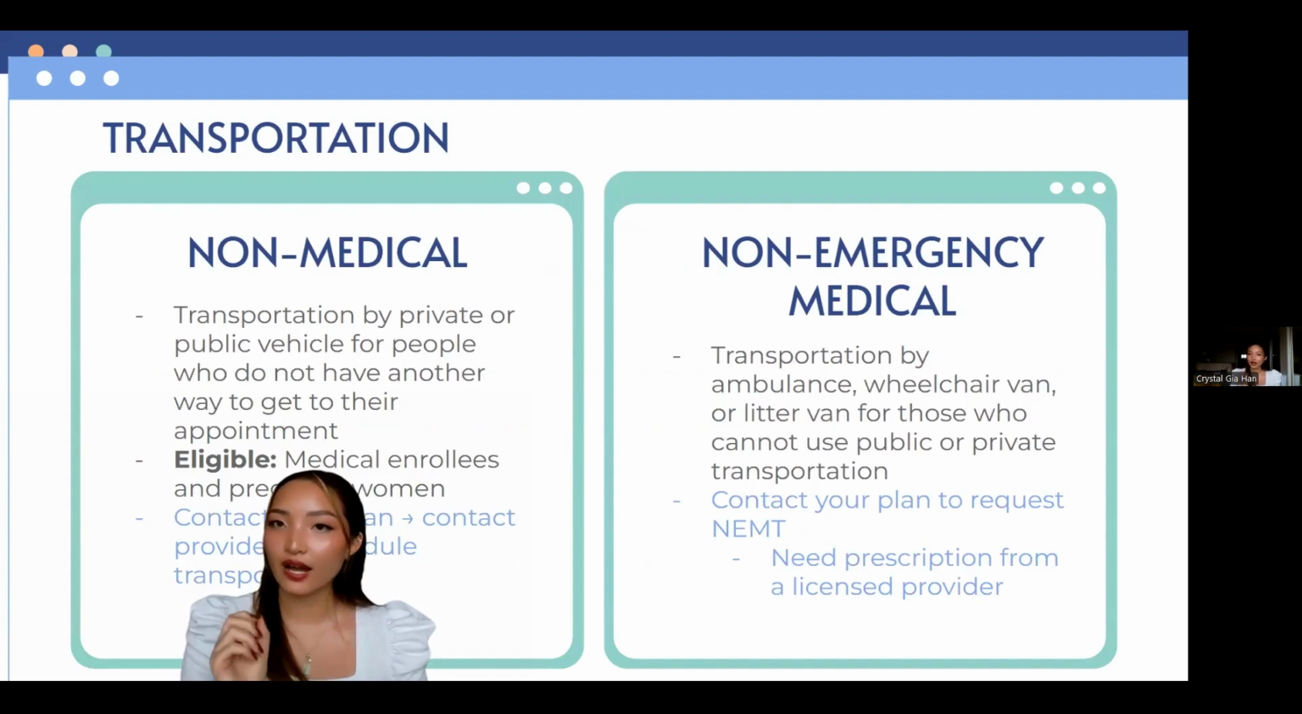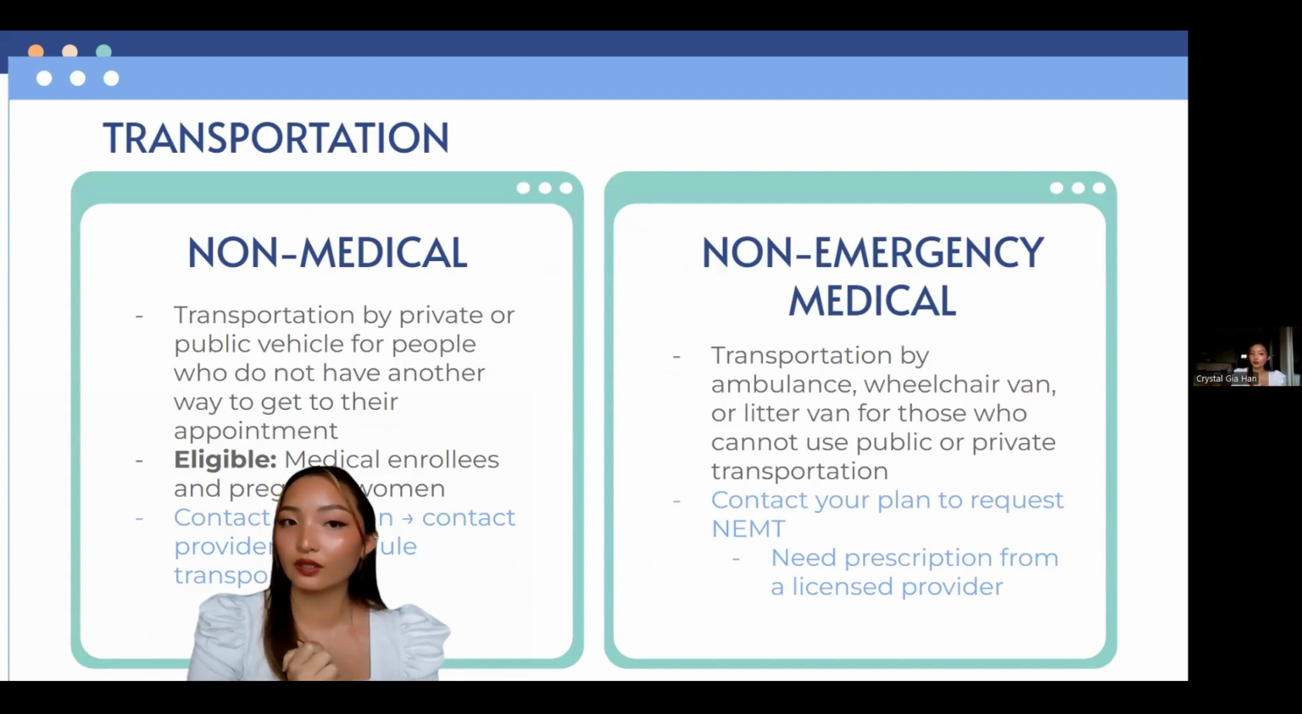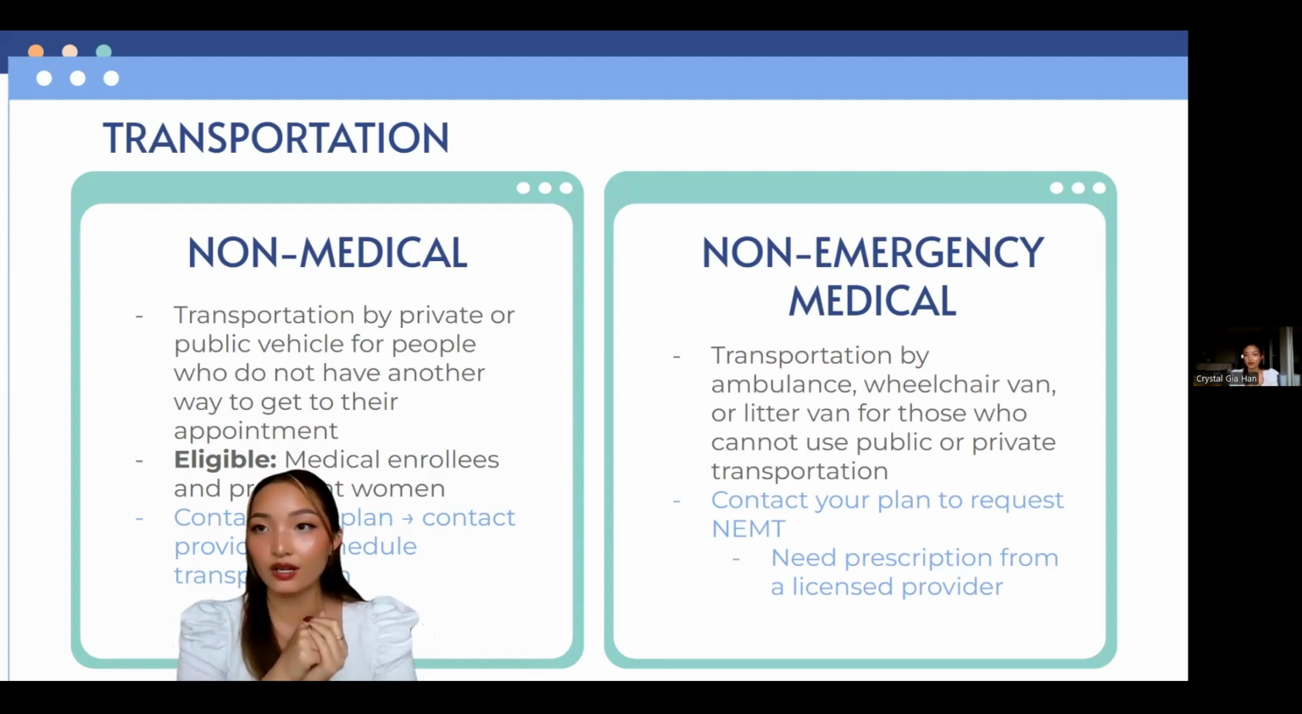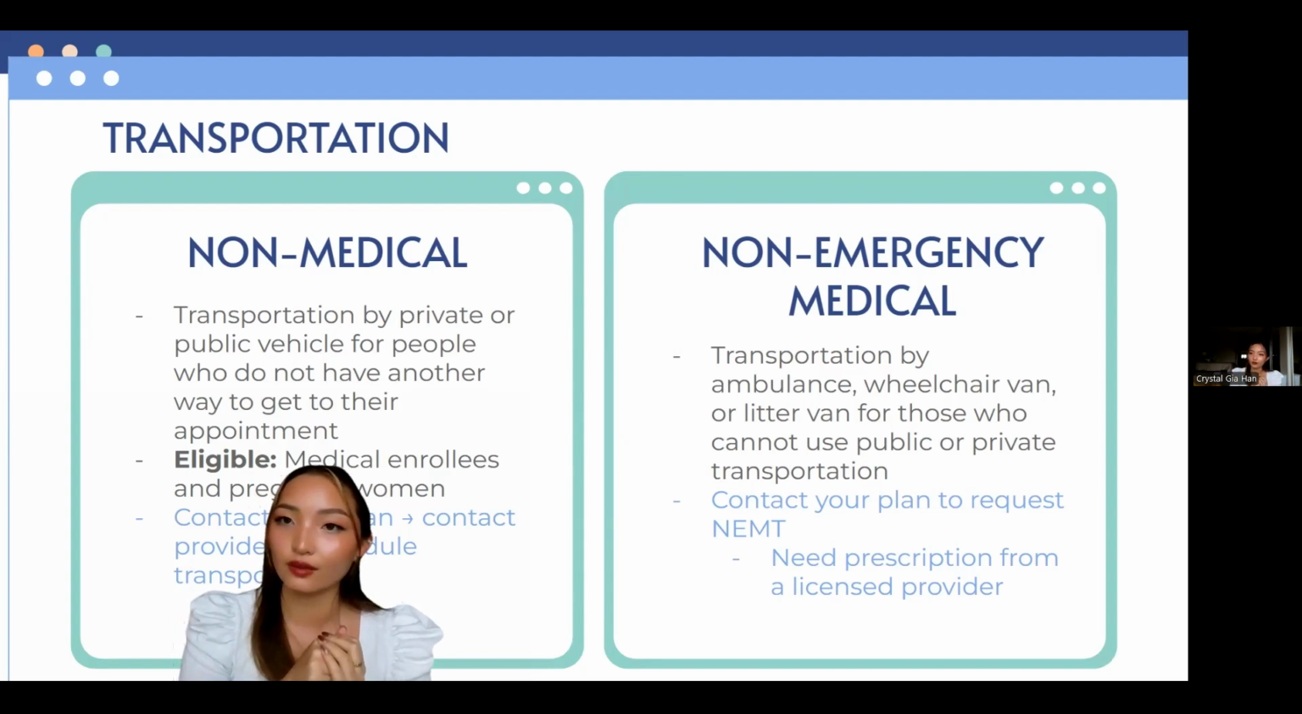Okay, so Medicaid does provide eligible individuals transportation if they don't have transportation. There are two types of transportation, one being non-medical and the other being non-emergency medical. For the first one, non-medical, transportation is through a private or public vehicle for people who do not have another way to get to their appointment. Medi-Cal enrollees, this is specifically for California, and pregnant women are eligible. Basically, you would just contact your plan and they will contact your transportation provider, and through them, they'll be able to schedule transportation for you.